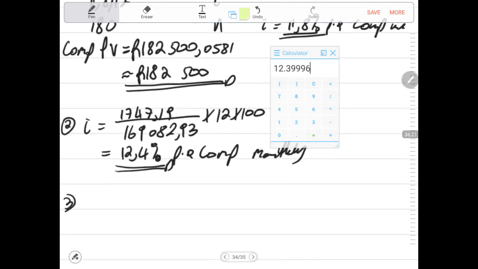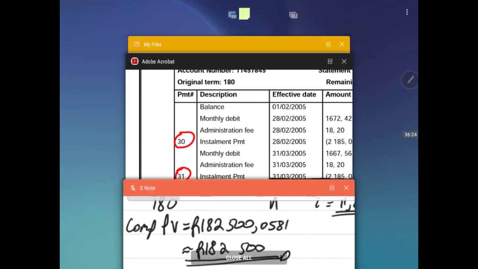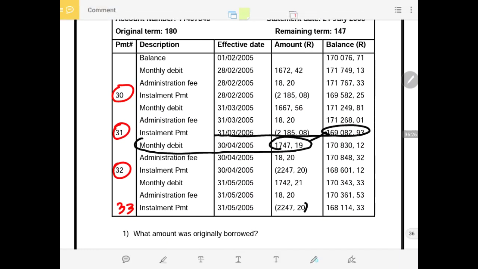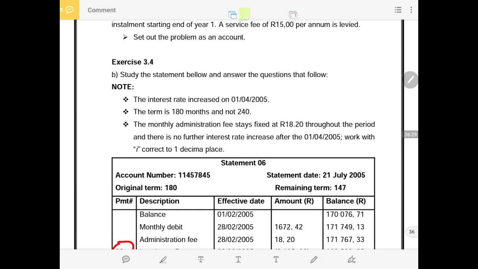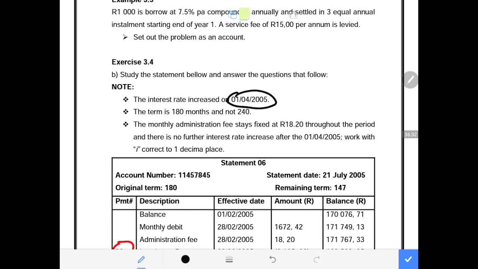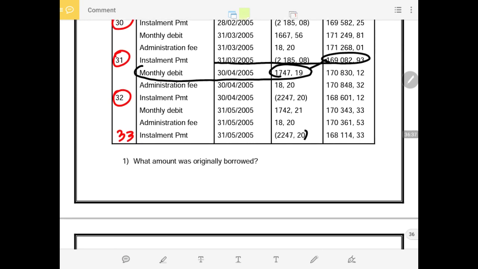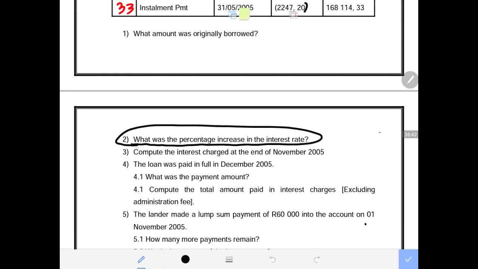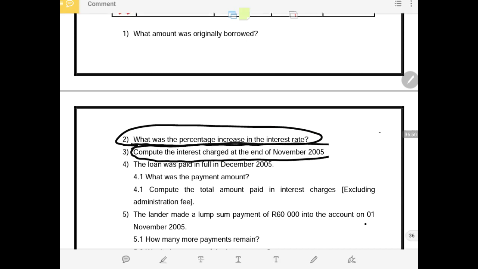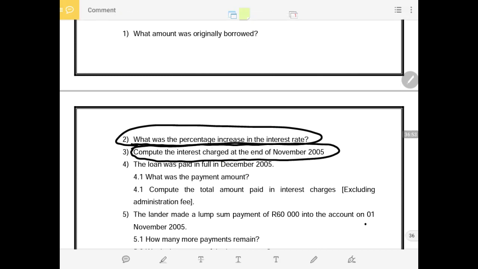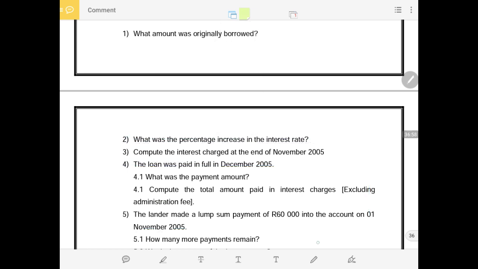Now the next question will definitely be a third question. So now we have calculated the interest. Remember, there was an increase in the interest rate from the 1st of April 2005. That is why we take into account the month of April 2005. Now let us look at the third question. We are required to compute the interest charged at the end of November 2005. It is very important to master this question, guys, but there are hidden dynamics that need to be well understood in such type of question.